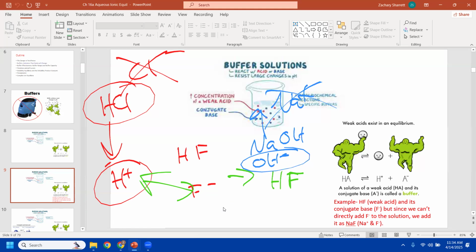If you add NaOH to this buffer solution, the buffer solution has acid and its conjugate base. This is a slightly basic ion. This is a weak acid. So I would say probably this solution would be slightly acidic. We can adjust the ratio to make it at the pH we want.